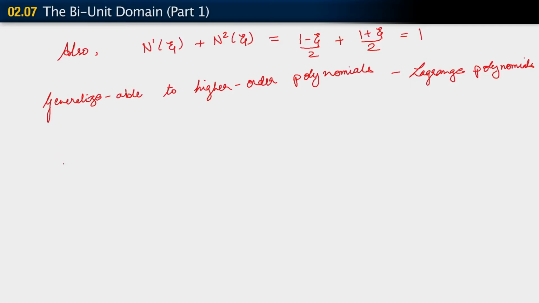Yet another thing I want to point out about these basis functions. If we look at these basis functions, for just a minute I'm going to go back to our physical domain. So let's suppose we have an element here. This is element omega e, and next to it we have element omega e plus 1, omega e plus 2 next to it, and so on.